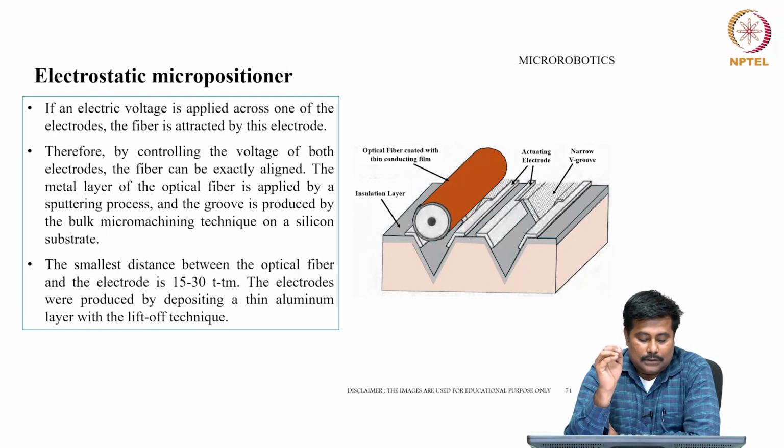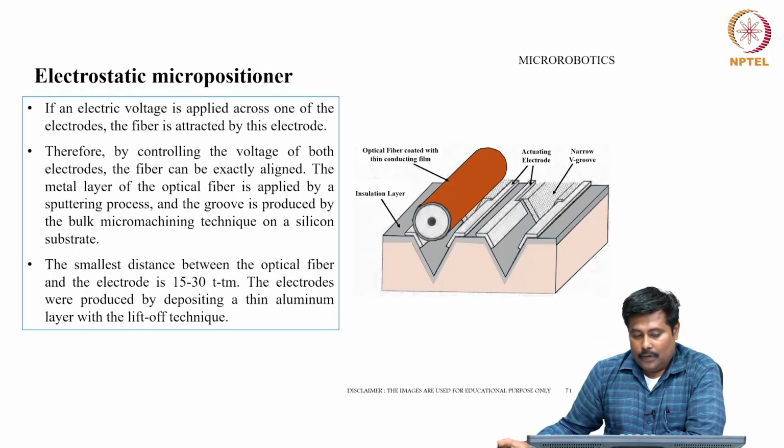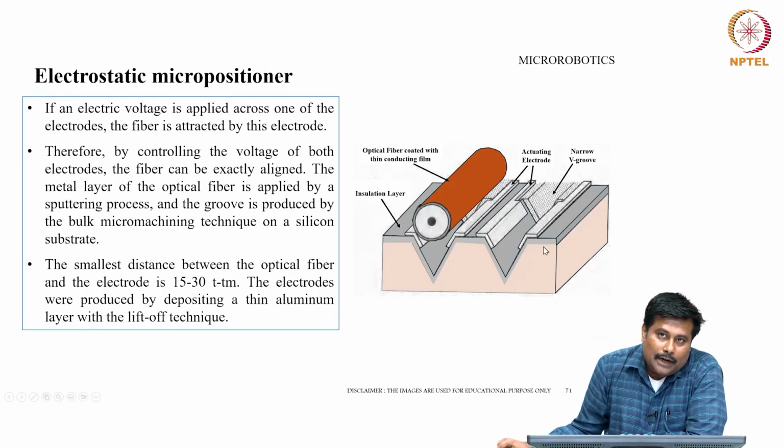So, the smallest distance between the optical fiber and the electrode is 30 to 50 µm, and the electrodes were produced by depositing a thin aluminum layer with a lift-off technique. So, this is an electrostatic positioner.